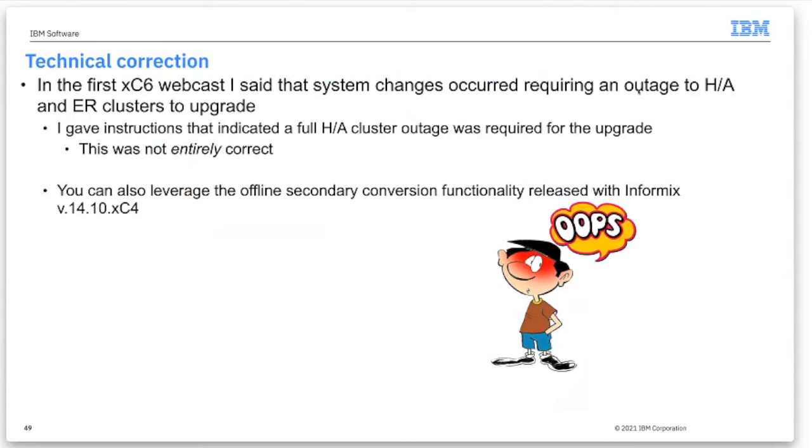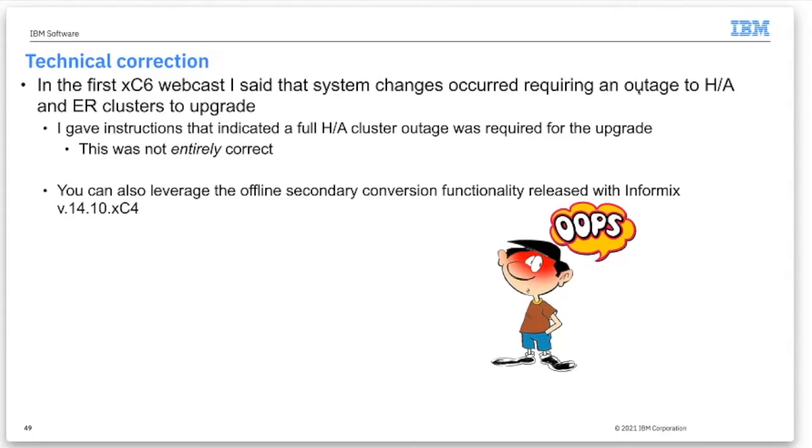What has changed, or what I neglected to mention, and this is my error, is that you don't have to have a full HA cluster outage to upgrade to the next release. I had said, oh, you have to shut down the entire cluster, do the upgrade, and then turn it back on, and that's not entirely correct. In XC4, 14.10, we introduced what's called the offline secondary conversion functionality. And that functionality can be leveraged in upgrading to XC6.